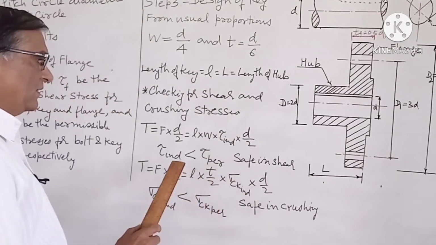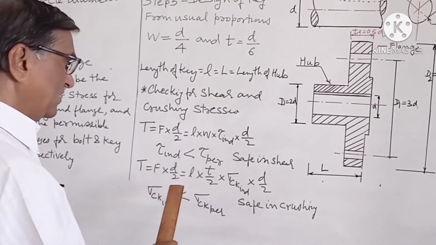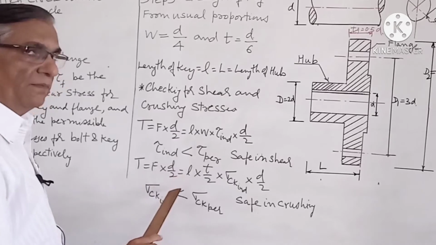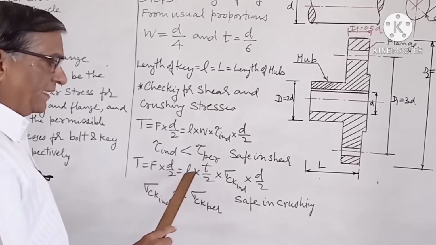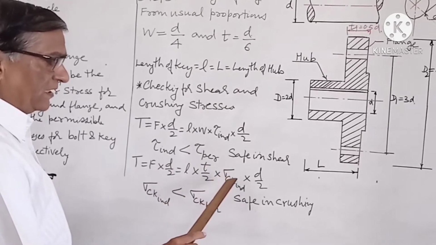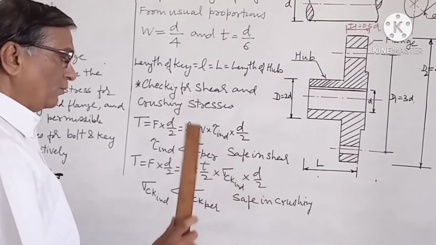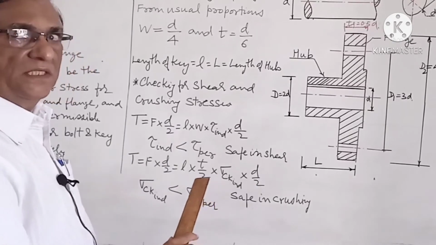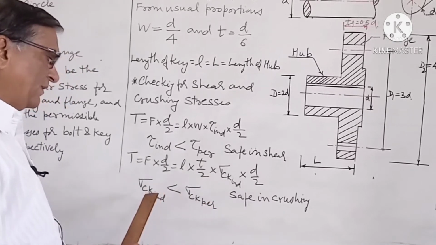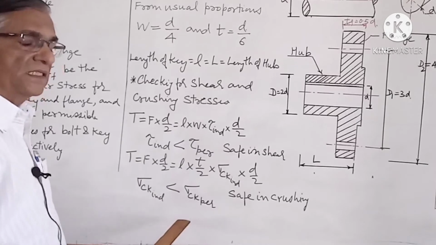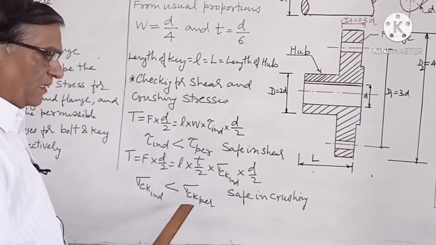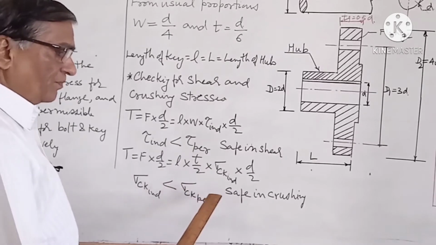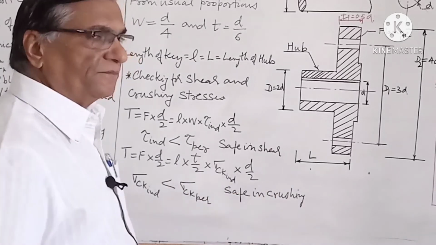Now we will check the key for crushing stresses. From the formula, T is equal to tangential force into d by 2, that is equal to L into t by 2 into sigma ck induced multiplied by d by 2. From this equation we will calculate the crushing stresses induced in the key, and the value of the induced crushing stresses should be less than crushing stresses permissible. Then dimensions of key are safe in crushing.